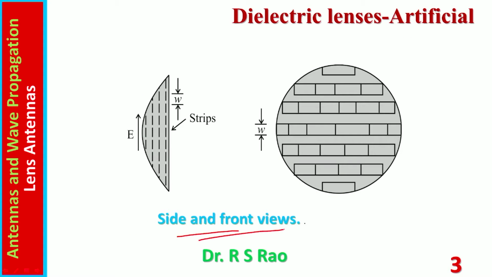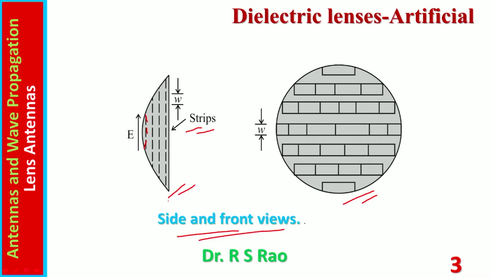Here is shown a dielectric lens antenna, that is, an artificial dielectric lens antenna. This is the side view, right side is the front view. Notice strips are arranged. One strip, another strip, another strip. These strips appear like bricks when we see from the front side. This is a plano convex lens.